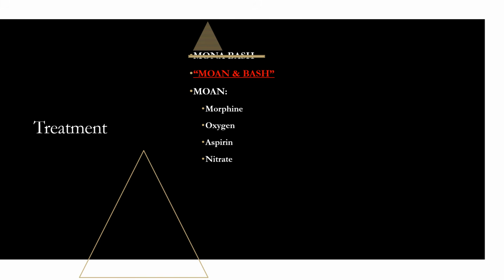Now let's move on to the second part of the treatment plan, which is BASH. Remember, they're moaning in pain, they're bashing their chest. So what does BASH stand for? BASH stands for beta blockers, ACE inhibitors, statins, and heparin. So let's start with beta blockers. Beta blockers are administered, this is another one you're going to give to almost every patient, universally to all patients with acute coronary syndrome who don't have contraindications, which I'll go over in a second.